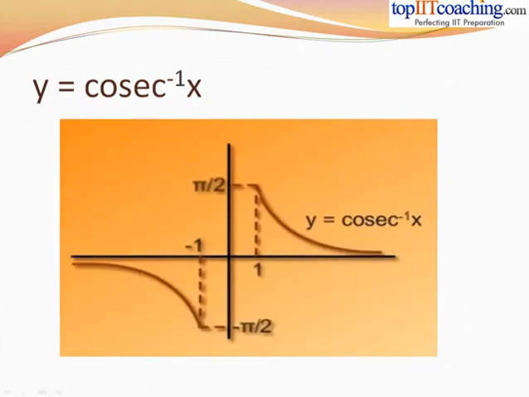And the last one is y equal to cosec inverse x. Now this is also obtained by taking the reflection of cosec x about the line y equal to x. So we see that the domain is R minus the interval -1 to 1 and the range is -π/2 to π/2 minus 0. That is, it takes the values from -π/2 to 0, not including 0, and from 0 to π/2, not including 0. Thus the interval -π/2 to π/2, not including the point 0.